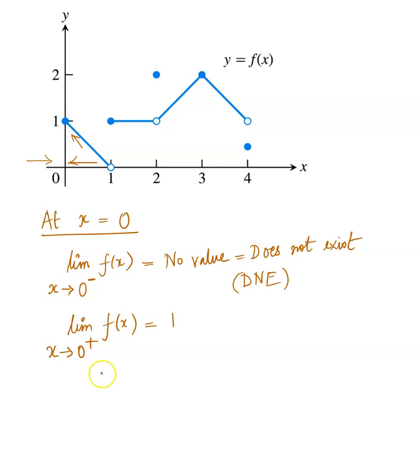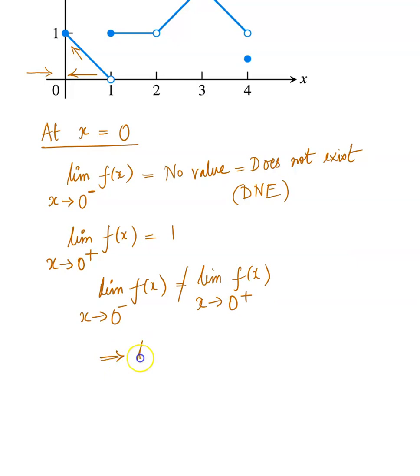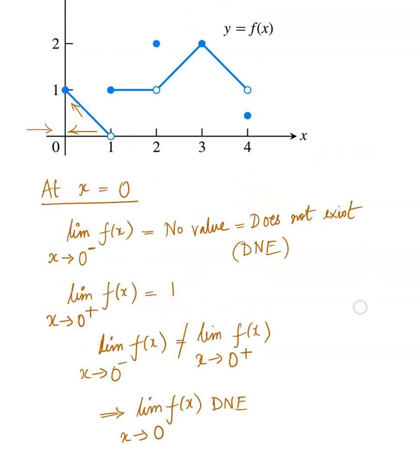Now we need to see if the limit of f of x from the left and from the right are the same. Are they equal? They are not equal, so I put the not equals, and this implies the limit of f of x as x approaches 0, which means both sides, does not exist, because the left-hand and the right-hand limits did not match. All right, so this is how we're going to approach each value. Okay, so I'm going to remove that.